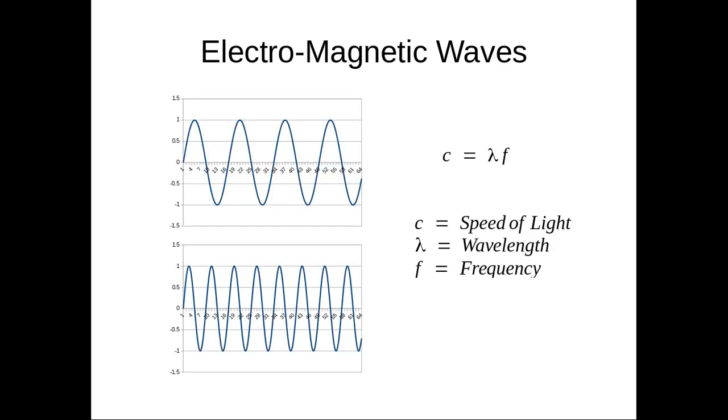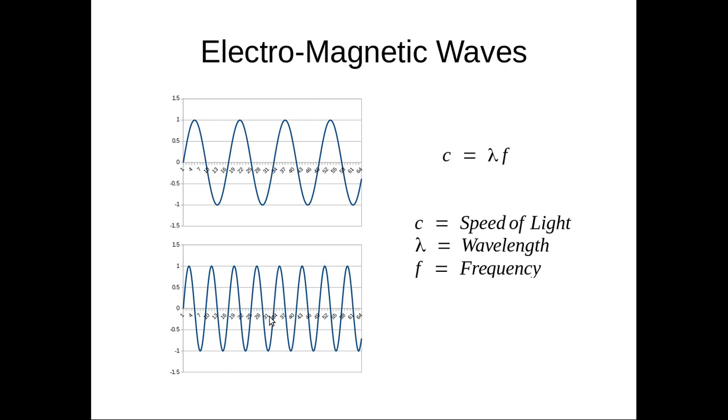Let's go into more detail. At the top we have a relatively low frequency electromagnetic wave, and on the bottom a relatively high frequency electromagnetic wave. The distance between the peaks is the wavelength. If this wave is moving to the right at the speed of light, and you counted the number of peaks that went by in 1 second, that would be the frequency. So here we have the variables that we use. C is the speed of light, lambda is the wavelength, and f is the frequency.